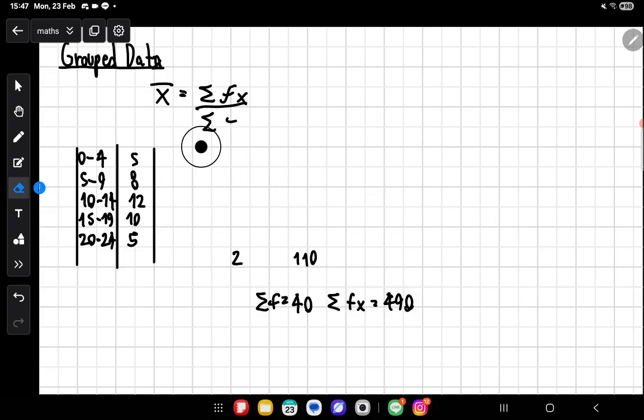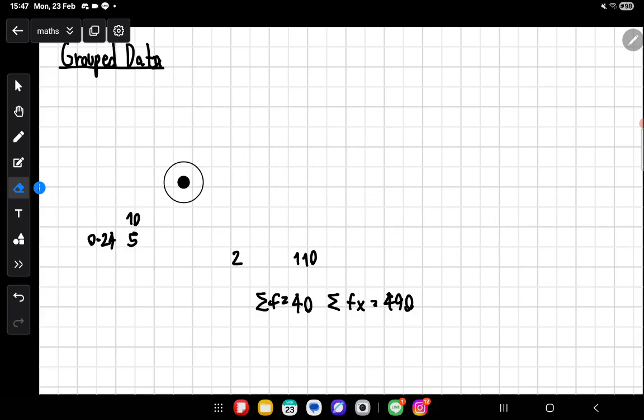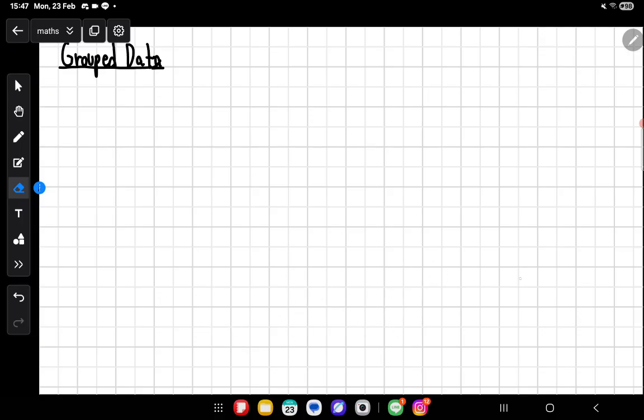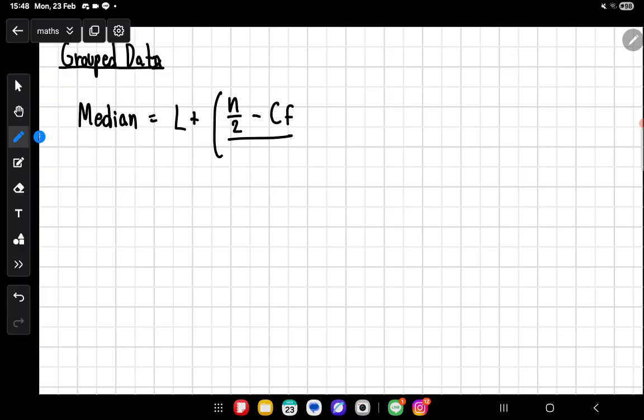Okay, we've given you 2 examples on that. Let's move on to the median. And it's going to be a tad bit harder. So when we want to find the median of group data, we use L plus N divided by 2 minus CF over F times C.